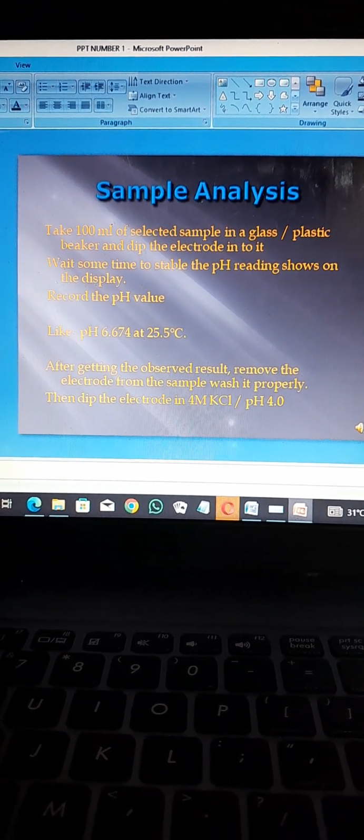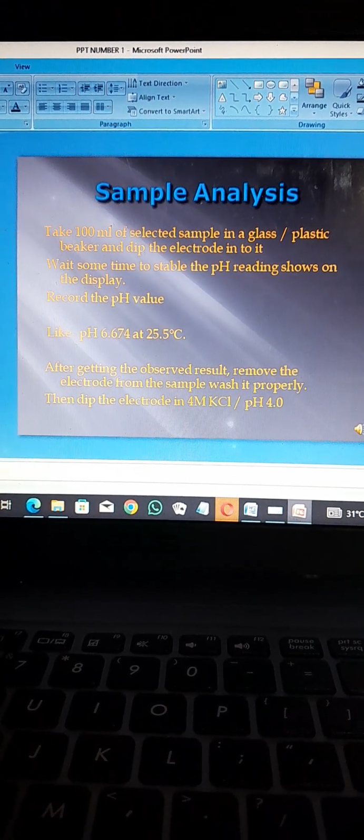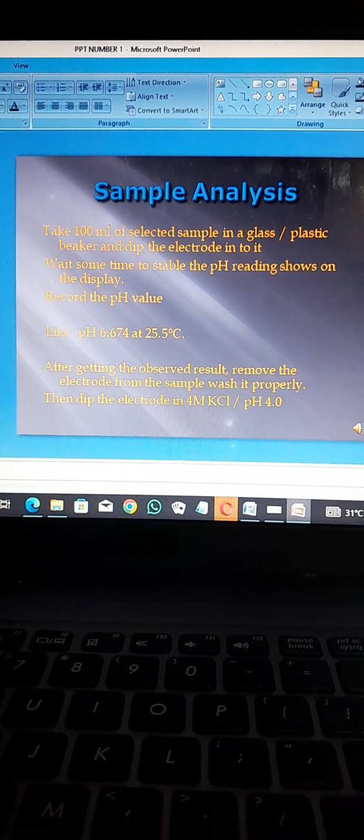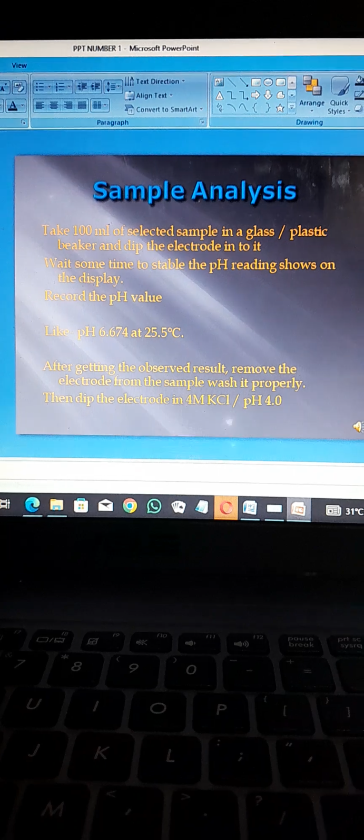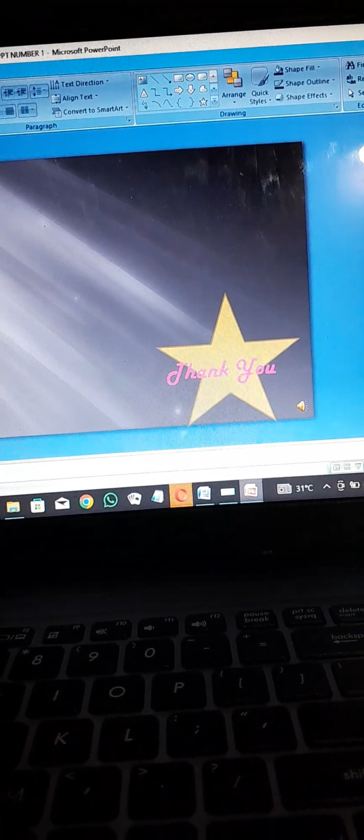After getting the observed result, remove the electrode from the sample, wash it properly, then dip the electrode in 4M KCl or pH 4.0. Thank you.